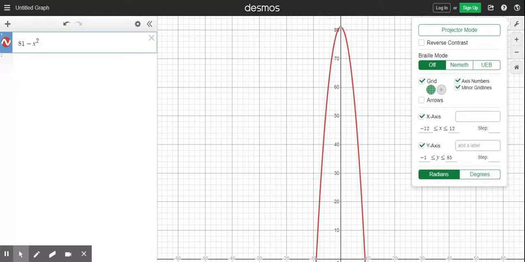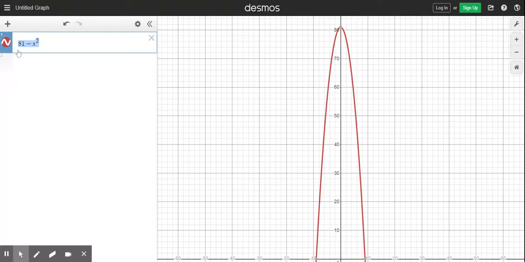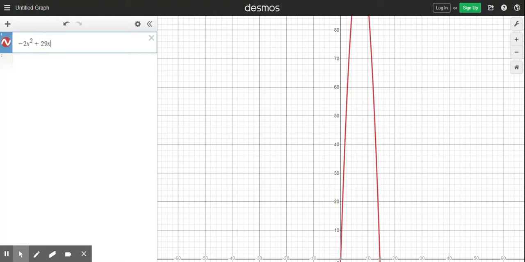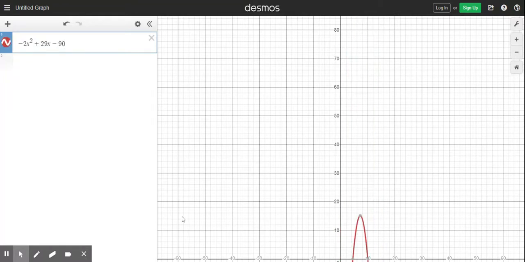Now I want to look at the Red Rockets. So I'm going to clear this out, and I want to look at -2x squared plus 29x minus 90. Oh my gosh, as I type it in, notice it's building my graph. And here it is. And look, it gives me the zero point at -4.5, 0. Oh my gosh, there's my max, guys. And there's my other ordered pair, 10, 0.